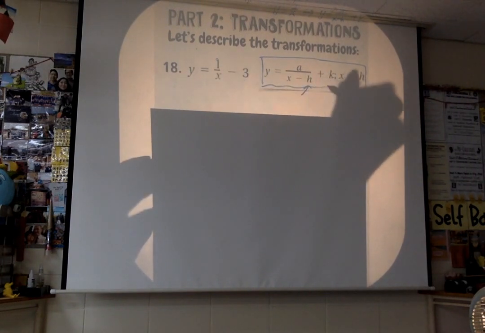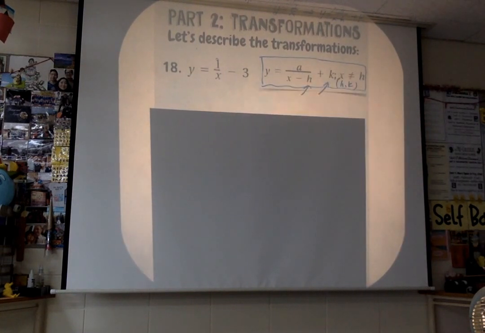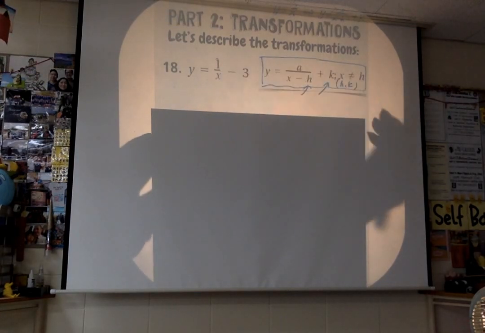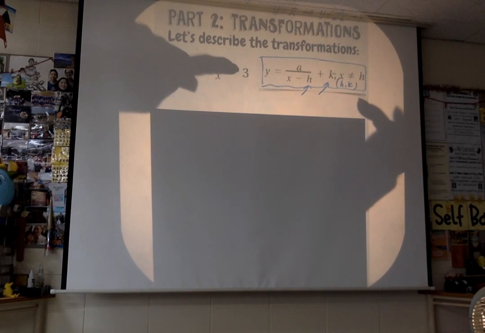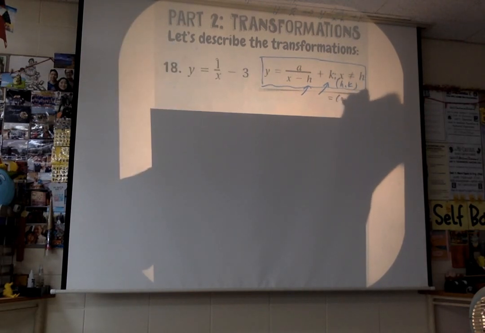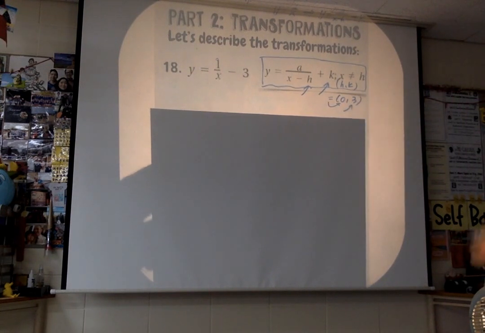Now, you'll see what this h, k really means in this case. This h, k has a special little meaning. It's the two points that it cannot be. So here, in our case, 1 over x hasn't been shifted, it goes through 0. But here, we have a k shift. That means it went down 3. So our h, k here is 0, negative 3, which tells us this.